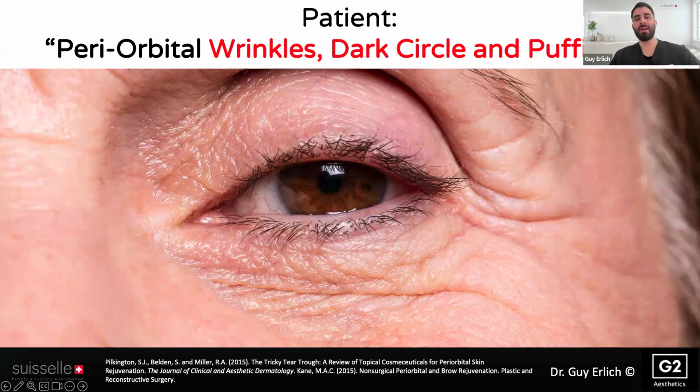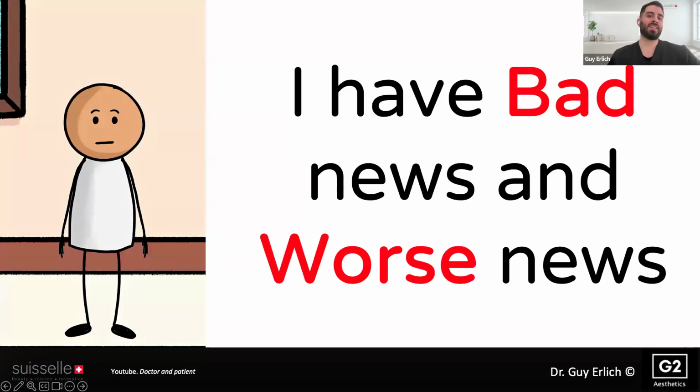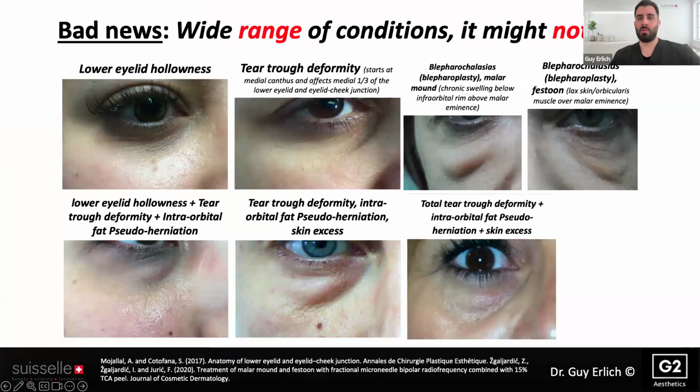But every time a patient comes to my clinic and asks for the periorbital region, what I really want to tell them is that I have bad news and worse news. And I want to hear before: do you want to hear the bad news or the worst news first? The bad news in the periorbital area is that there is a wide range of pathologies. If we are not experienced and don't know anatomy and pathogenesis well, we cannot really know what the pathology is that caused this problem.